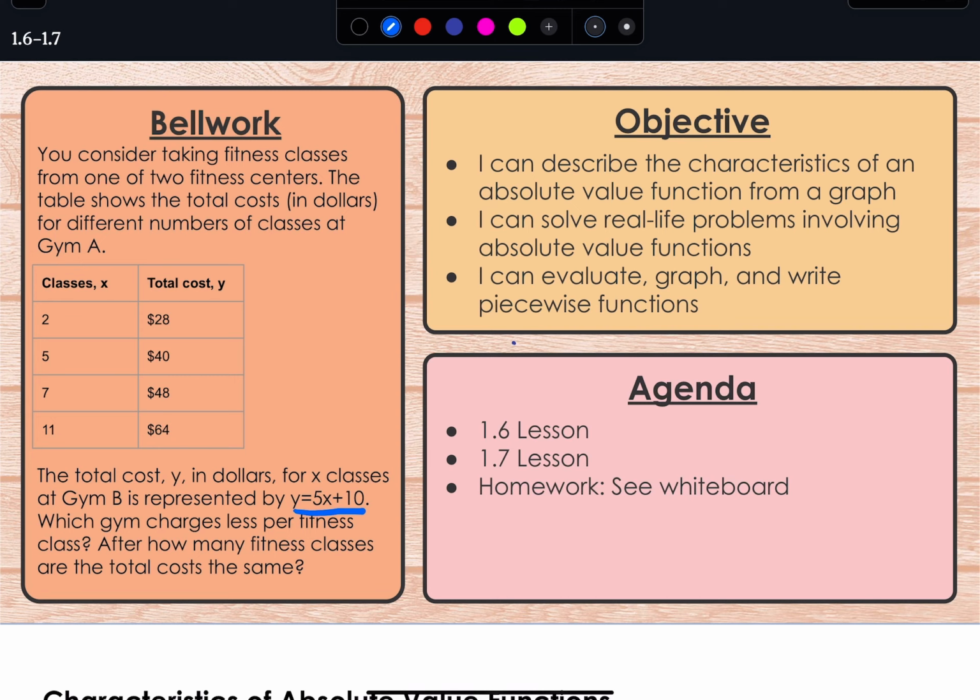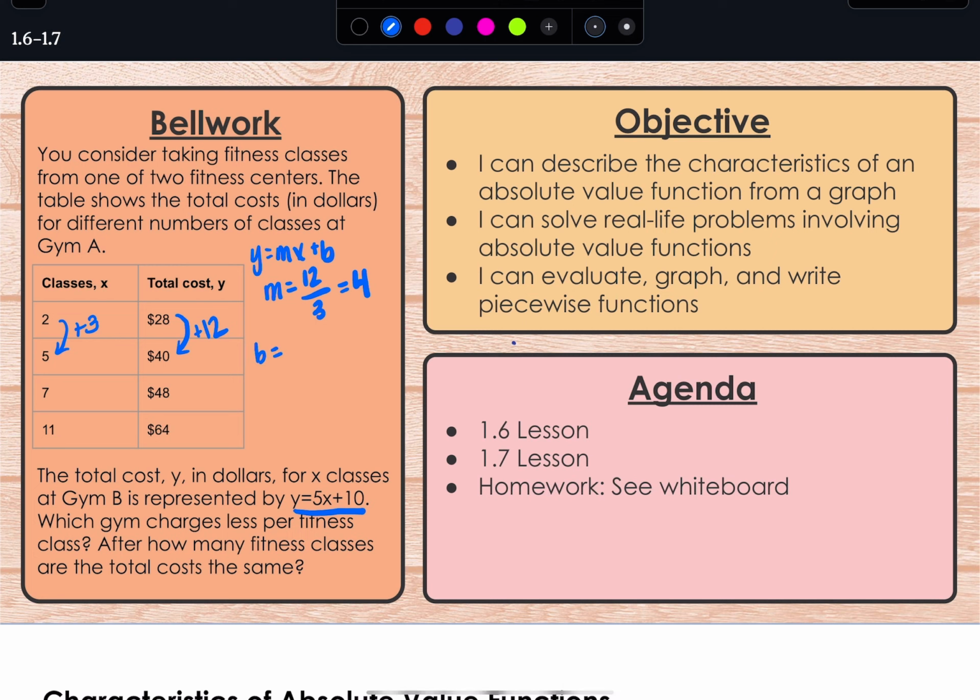So for gym A, we're going to use y equals mx plus b. The first thing I need to find is my slope, m. So I'm going to find the change in y. So from 28 to 40, I'm going up 12 over the change in x. So from 2 to 5, I'm going up 3. So if my slope is 12 over 3, I can simplify that to just be 4.